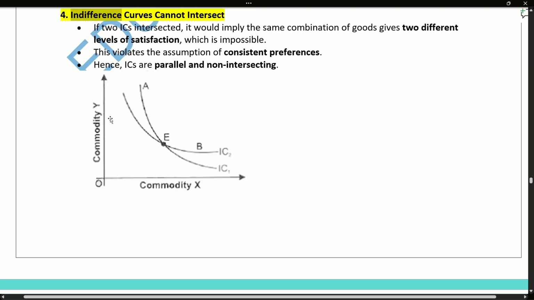4. Indifference curves cannot intersect. If 2 ICs intersected, it would imply the same combination of goods gives 2 different levels of satisfaction, which is impossible. This violates the assumption of consistent preferences. Hence, ICs are parallel and non-intersecting.